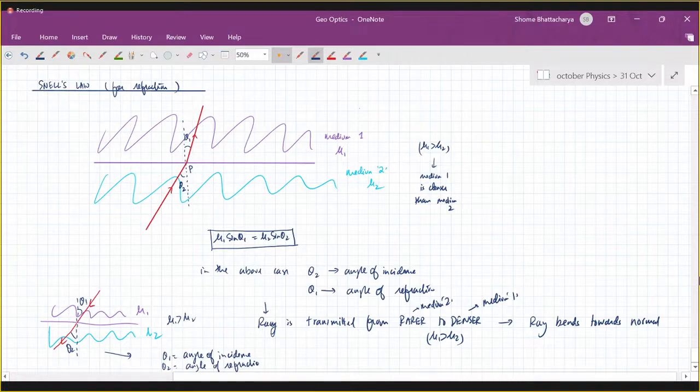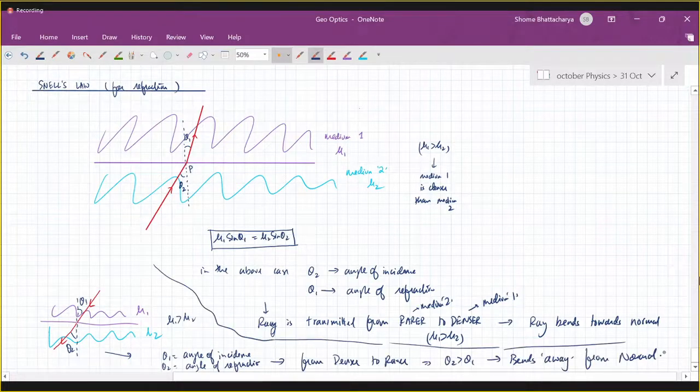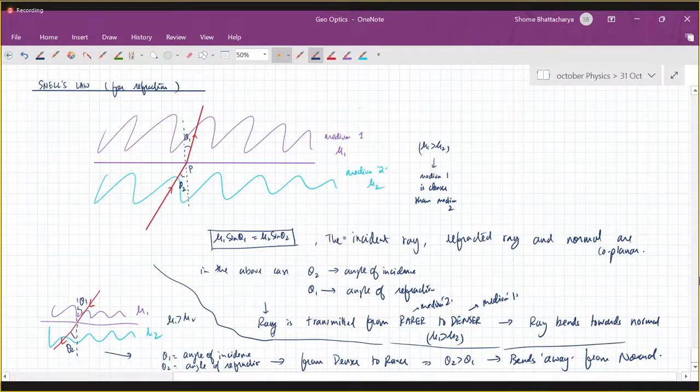So this is all stuff that you're familiar with. You know this very well. But just make a note of this anyhow. So this statement is called Snell's law. And of course, part of Snell's law is also that the incident ray, refracted ray, and normal are coplanar. So this second statement is also part of Snell's law.